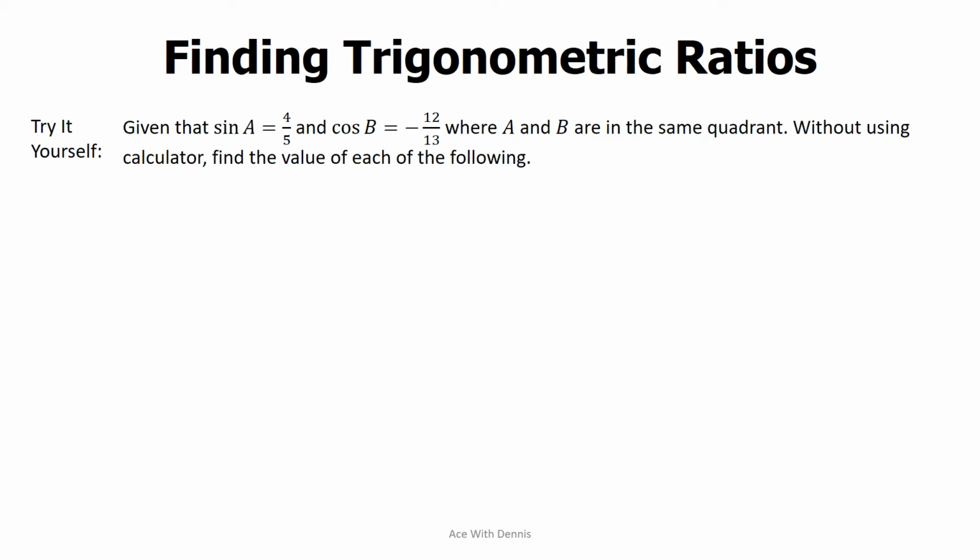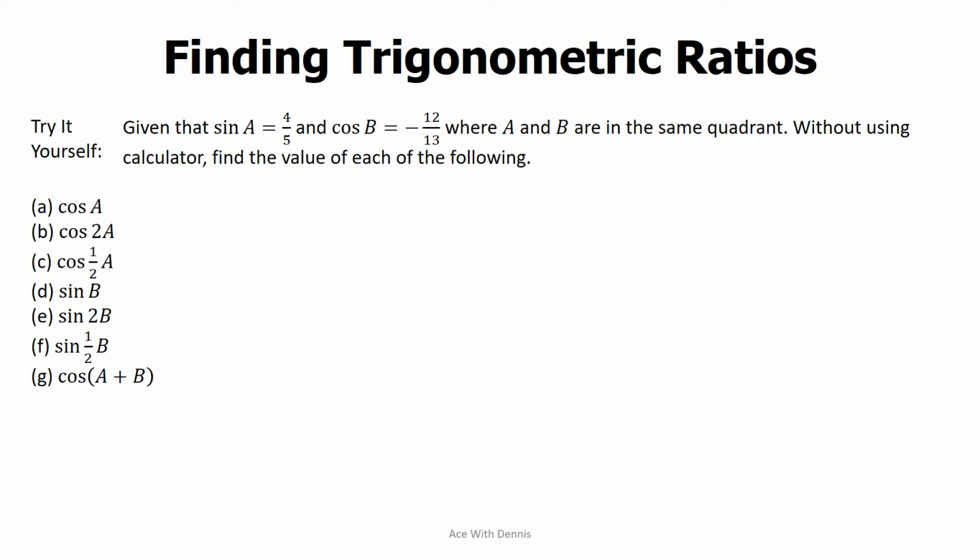Given that sine A equals 4/5 and cosine B equals -12/13, where A and B are in the same quadrant, without using calculator, find the value of each of the following. A. Cosine A. B. Cosine 2A. C. Cosine half A. D. Sine B. E. Sine 2B. F. Sine half B. G. Cosine A plus B. H. Tangent A minus B. You can pause the video and try to solve this question yourself.